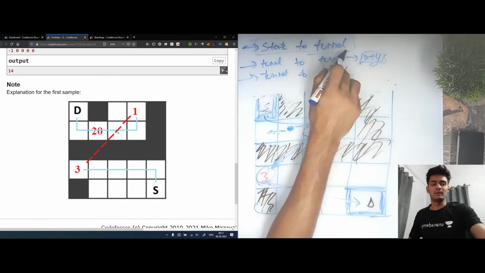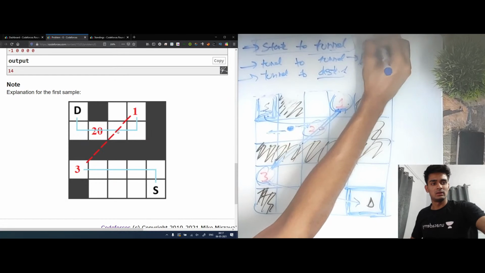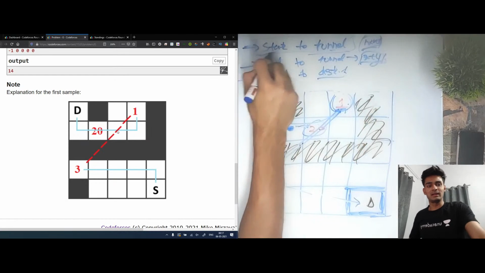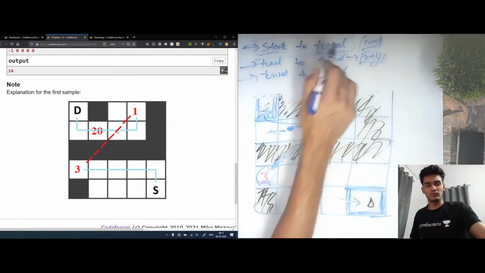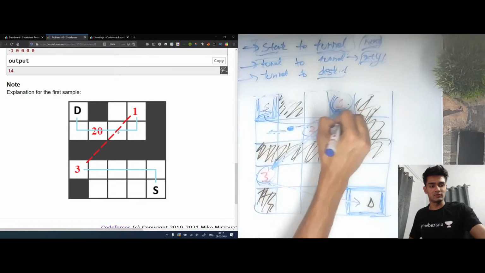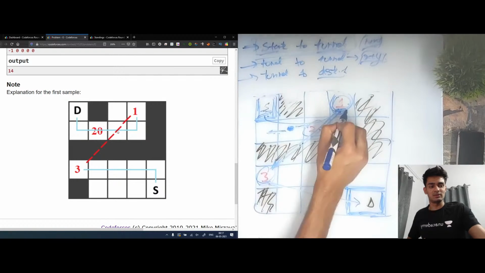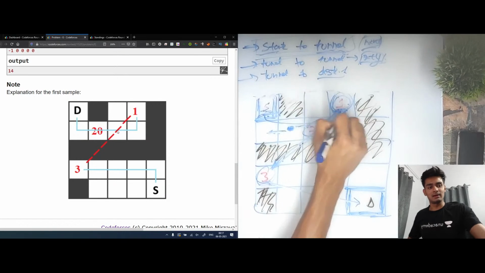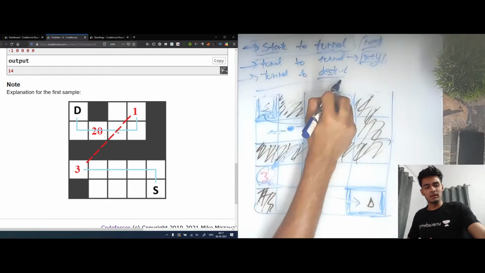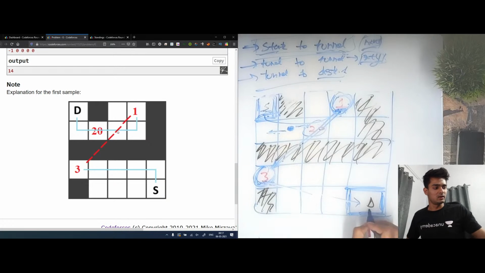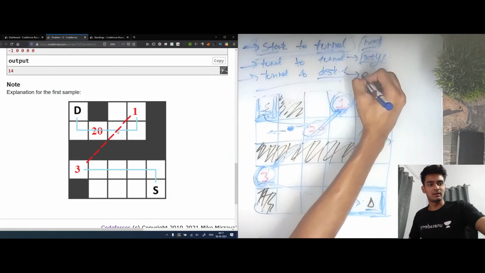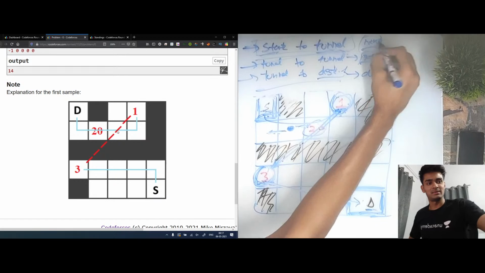Now we know that at most the tunnels are n into m, and we are coming directly from start to tunnel. To find this value, we can just find the distance of this tunnel from the start and then multiply that distance with w. Similarly, for tunnel to destination, we can take this tunnel and find the distance of this tunnel from the destination and multiply it by w. So this is nothing but distance times w, and similarly this as well.